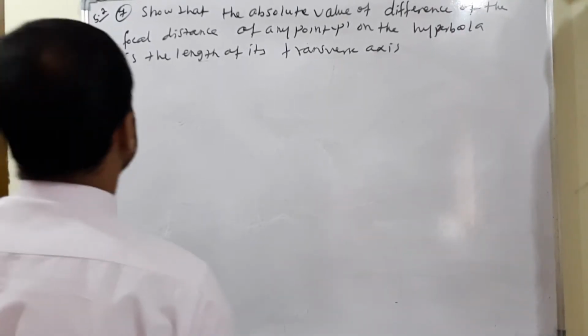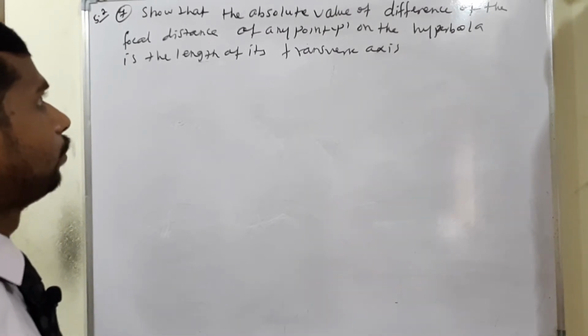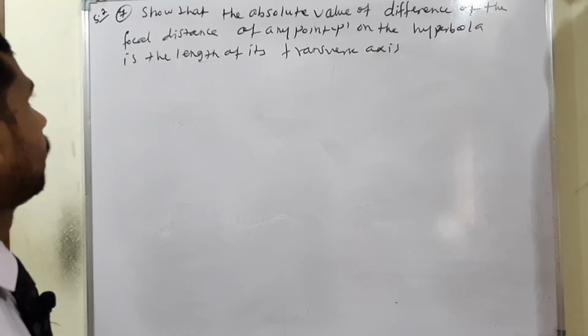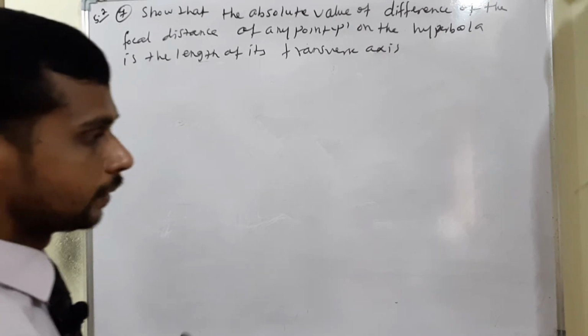Question number 7. We have to show, isn't it? Show that the absolute value of the difference of the focal distances of any point P on the hyperbola is the length of its transverse axis.